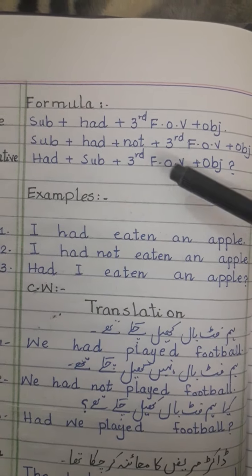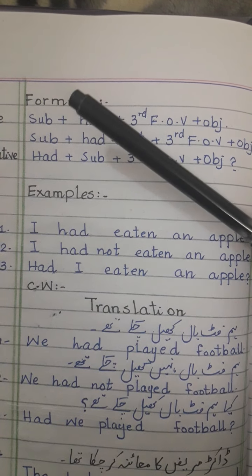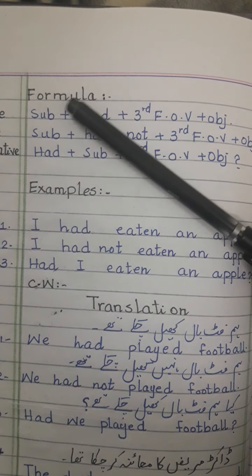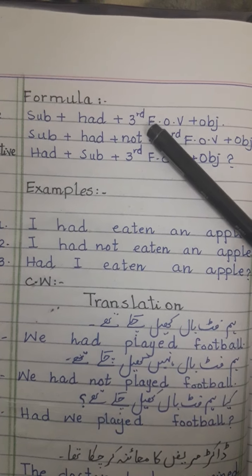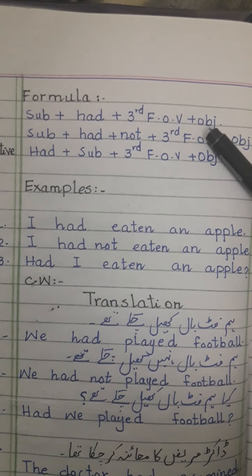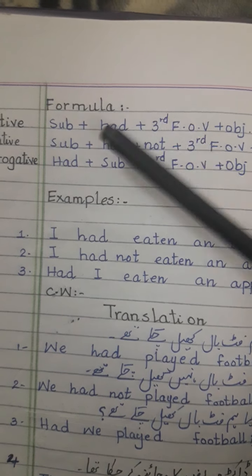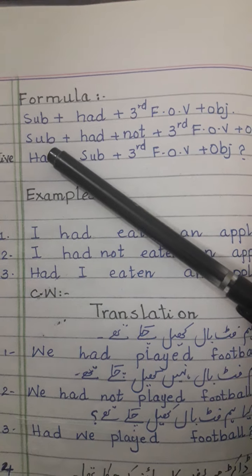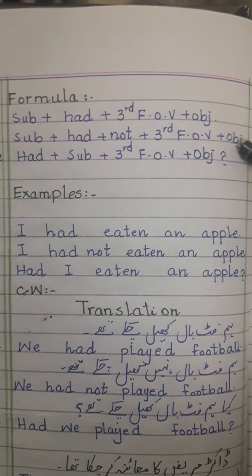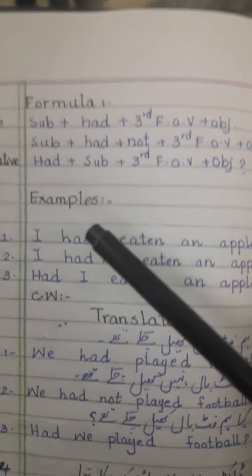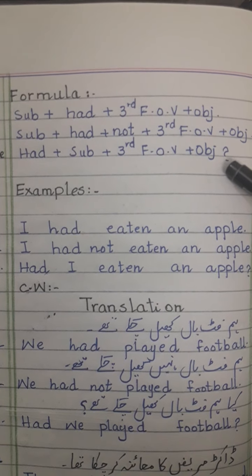Okay students, now let's see what is the formula of this sentence. To make a sentence of past perfect, first of all we will write the subject, then we will use had, and then the third form of verb, and in the end the object. This is the formula of a positive sentence. For a negative sentence, first we write the subject, then had, then not, plus third form of verb plus object. And for interrogative: had plus subject plus third form of verb plus object, and in the end a question mark.